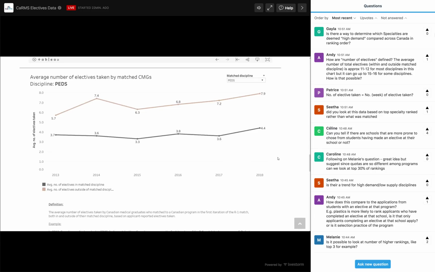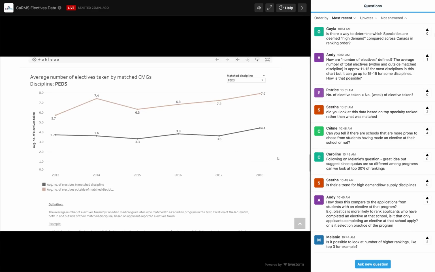Patrice is asking, does number of electives taken equal the number in brackets, weeks of electives taken? So I'm looking at Michelle. No, this is a discrete: took an elective or did not take an elective. If you took an elective, it's counted as a 1 in that elective. Andy is asking, how are number of electives defined? I think it's a similar question.